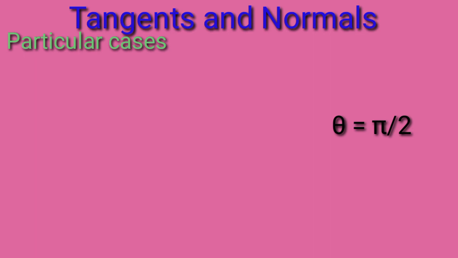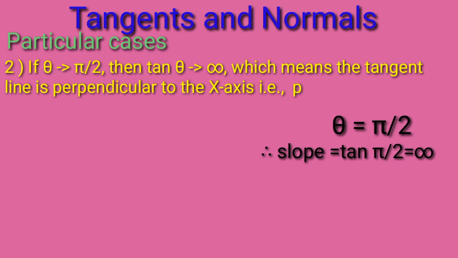Theta equal to pi by 2 means the tangent line is perpendicular to the x-axis there. Then what will be the slope there? Slope is tan theta, that is tan pi by 2. We know that tan pi by 2 is equal to infinity. That means the tangent line is perpendicular to the x-axis or it is parallel to the y-axis.